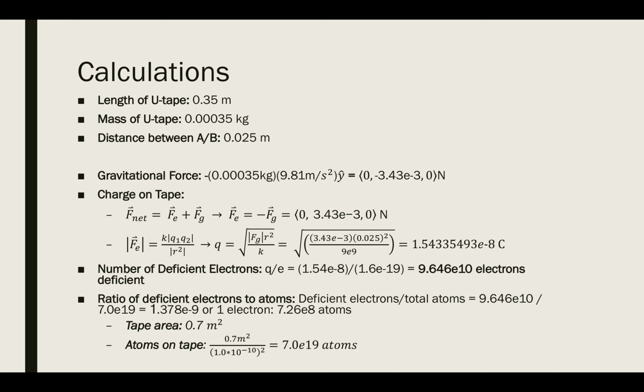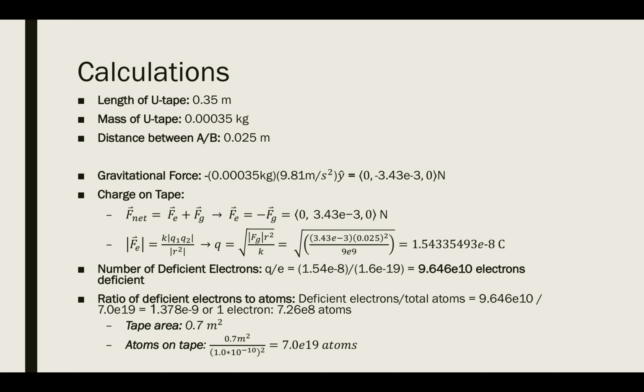Next, I found the number of electrons on tape B by dividing the charge Q by the absolute value of an electron's charge. I then found the ratio of deficient electrons to atoms. I did this by dividing the number of deficient electrons by the total number of atoms on the tape. I found the total number of atoms on the tape by dividing its area by the area of one atom.